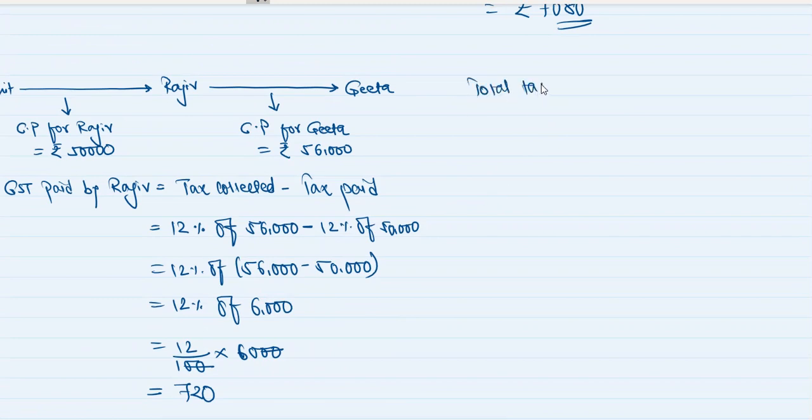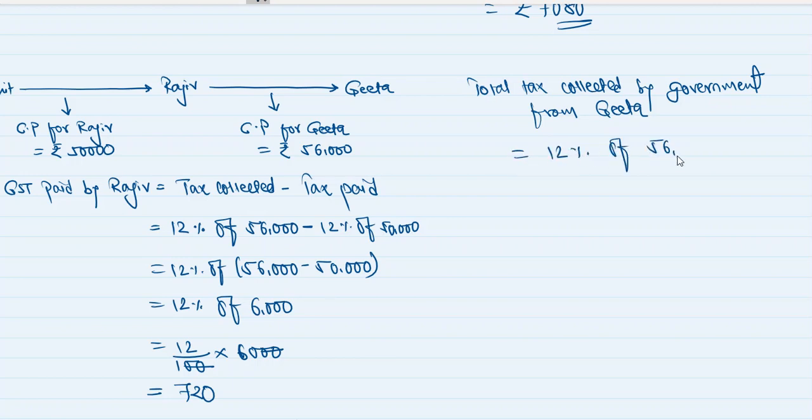So let's write it over here. Total tax collected by government from Geeta is equal to 12% of 56,000. That is 12 upon 100 multiplied by 56,000. 0 0 cut, so this will be 12 multiplied by 560.